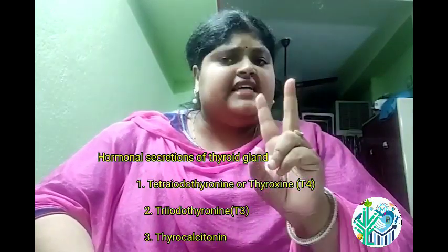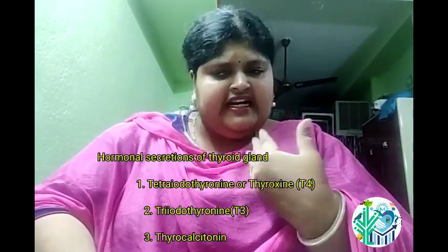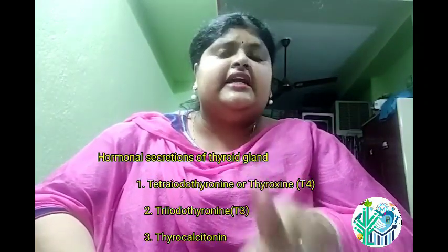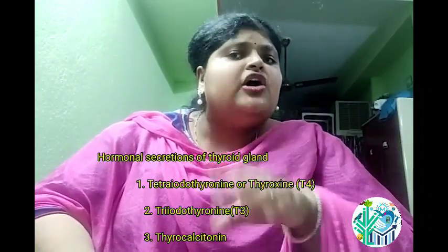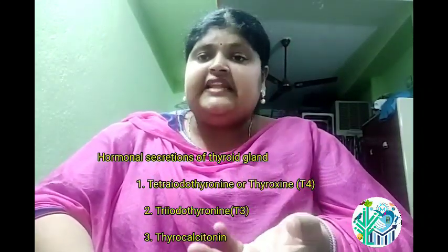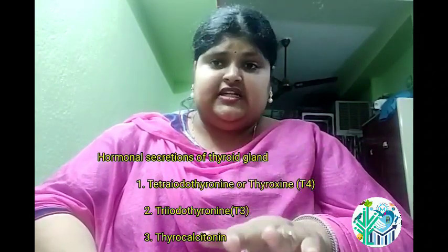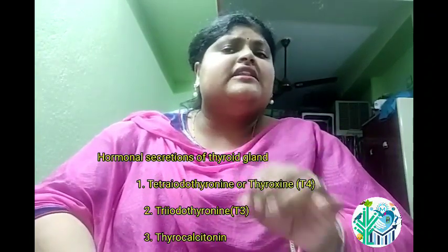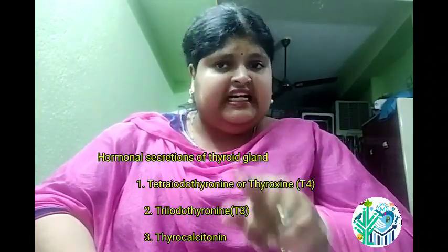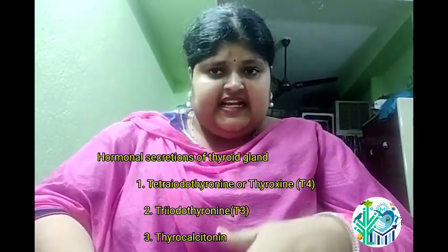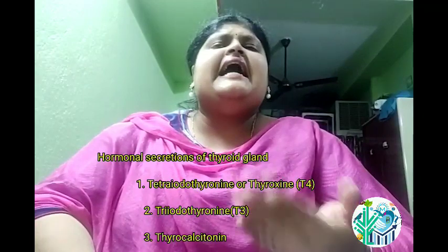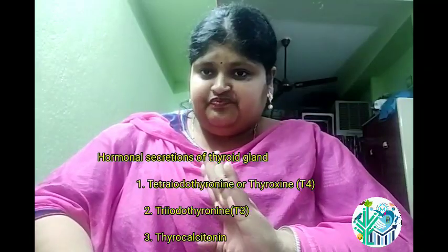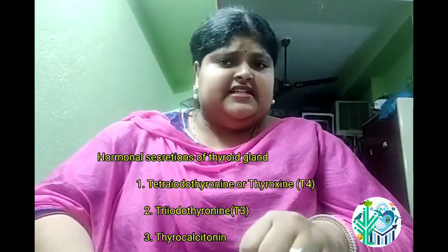The follicular cells secrete mainly two hormones. First is tetraiodothyronine, also called thyroxine. Up to class 10th you had studied it as thyroxine. Tetraiodothyronine or thyroxine, that is T4. That is the first hormone. The second hormone is triiodothyronine, or T3.